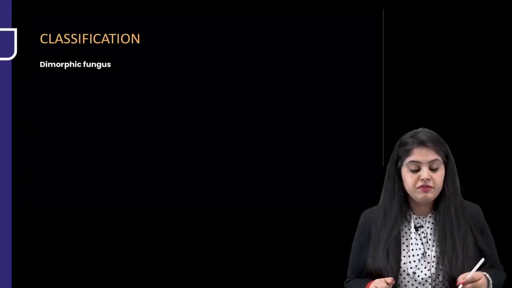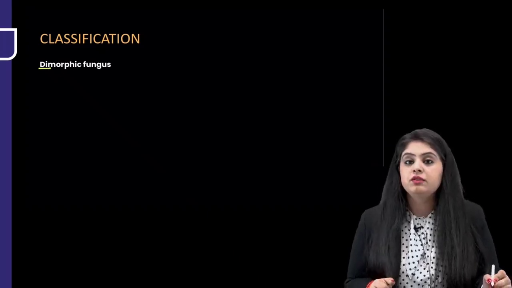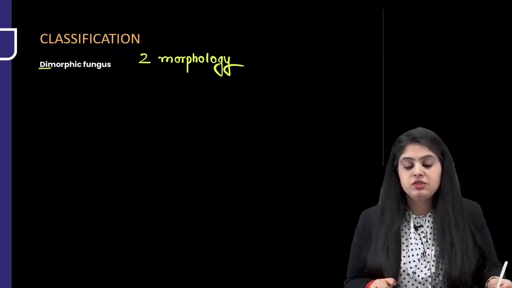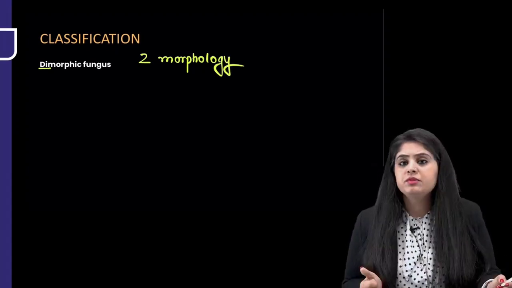When we talk about dimorphic fungus, the word itself makes a lot of sense. That means this is going to exist in two morphologies. There are two morphologies in which it exists. What are those? Both the forms that we studied.